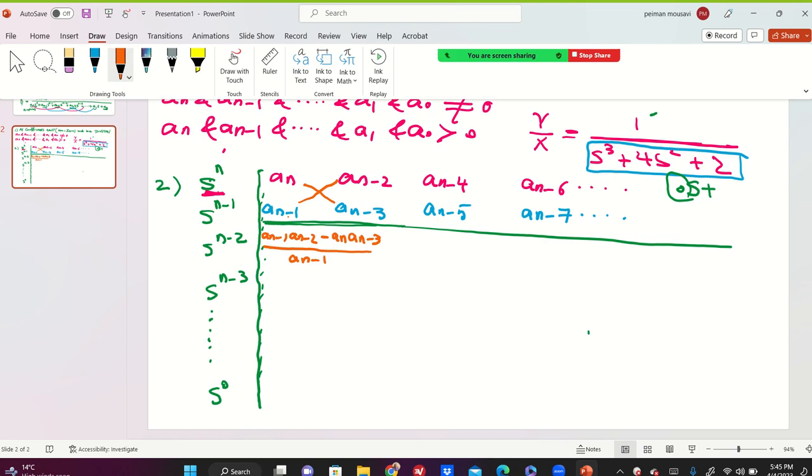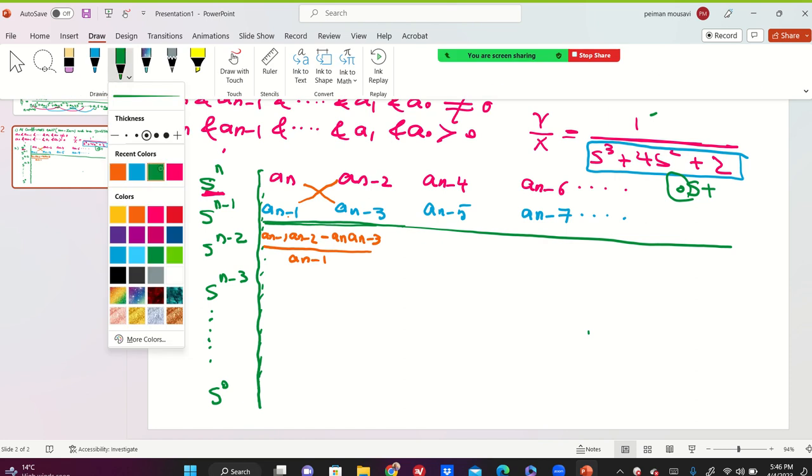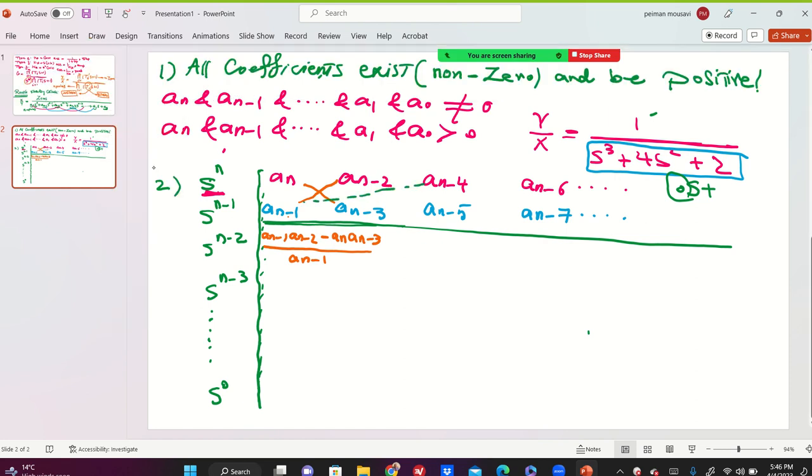Next one, exactly the same. You have to multiply this by this again, this by this, divided by a_(n-1). So the next is gonna be under this. You have to write under this. Okay, see here. So it's gonna be a_(n-1) a_(n-4) minus a_n a_(n-5), divided by again a_(n-1).